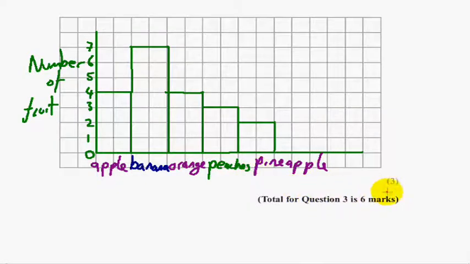So, part C is worth 3 marks. So the first mark is for a suitable graph, which we've got here. A suitable graph with at least 3 correct heights for the scale. So we've got at least 3 correct, so we've got the first mark. The second mark is for all 5 bars being correct.